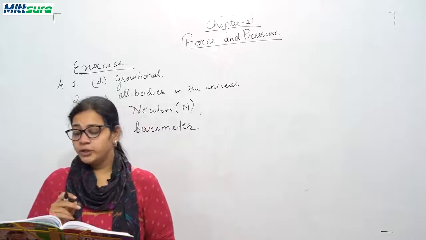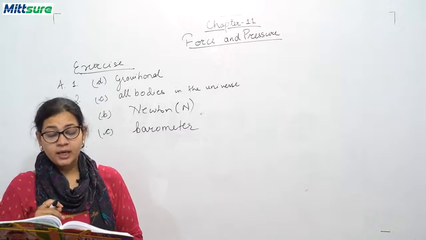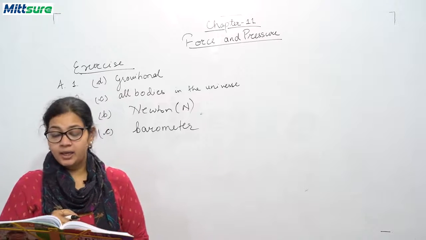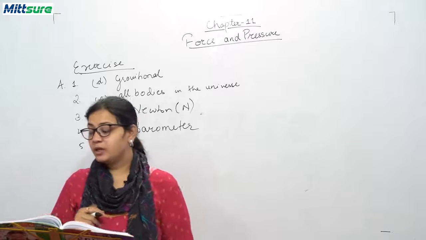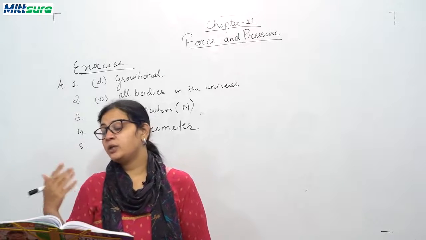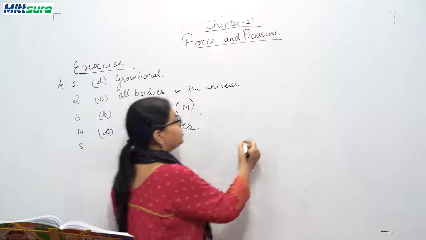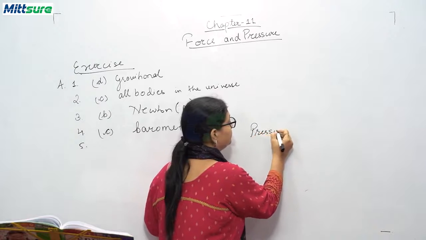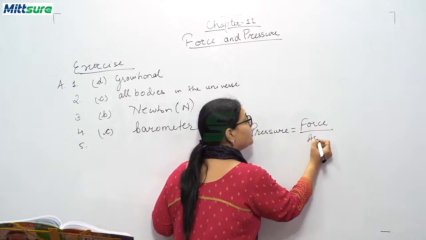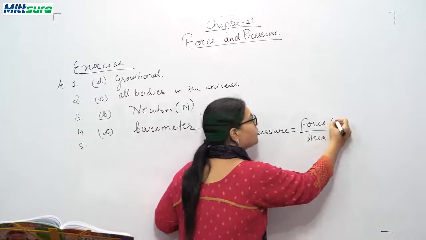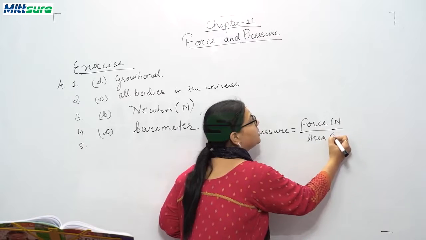Fifth question. If a force of 100 Newton acts on an area of 10 meters square, the pressure will be A. 100 Newton per meter square, B. 10 Newton per meter square, C. 1000 Newton per meter square, or D. 1000 Newton meter square. Now students, we know the formula of pressure is force upon area. Okay. Now the SI unit of force is Newton and the SI unit of area is meter into meter, that is meter square.